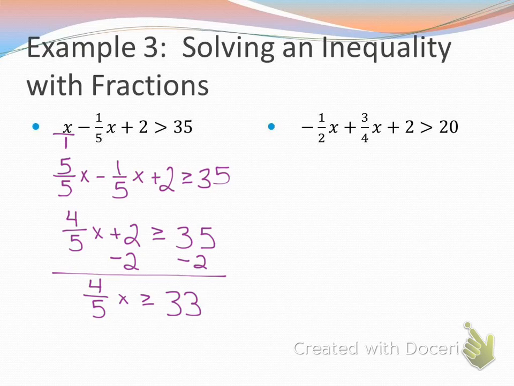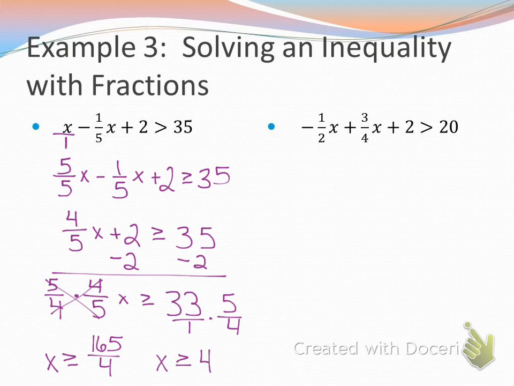And now how do I solve for x? Multiply by 5 over 4. Reciprocal. 33 times 5 over 4. Nothing cancels. So x is greater than or equal to, what's 33 times 5? 165 over 4. And then x is greater than or equal to 41.25 or 41 1/4. Either one.